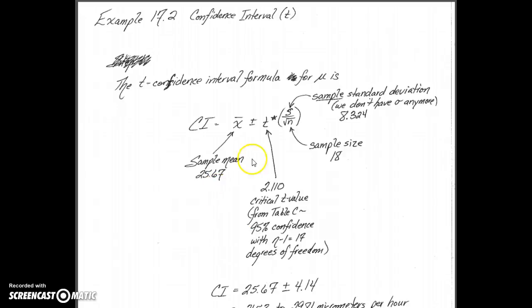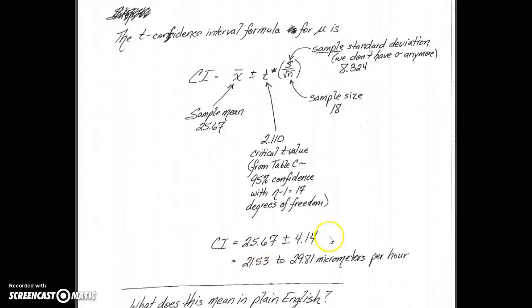Putting it all together, subbing in these numbers, we get this equation here. We're taking 4.14 away from this sample mean and also adding it onto the sample mean. Do try to keep them in order so that your first number is lower than your second number. 21.53 to 29.81 micrometers per hour.